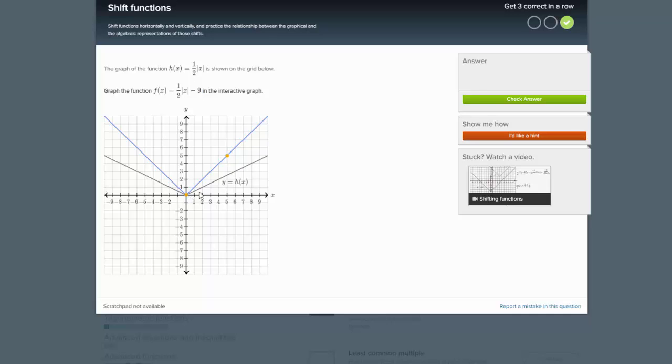All right, so let's first of all match this thing. Okay. There's no right or left shift because there's nothing inside the grouping symbol, and this gets shifted down 9. So 1, 2, 3, 4, 5, 6, 7, 8, 9. But I have to shift this one down 9 too. 1, 2, 3, 4, 5, 6, 7, 8, 9.